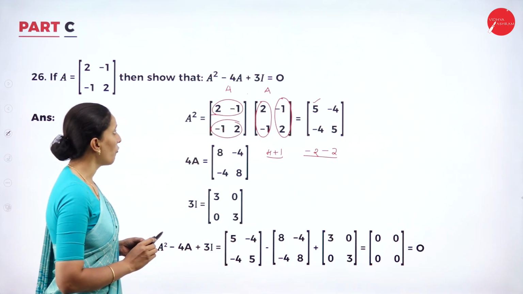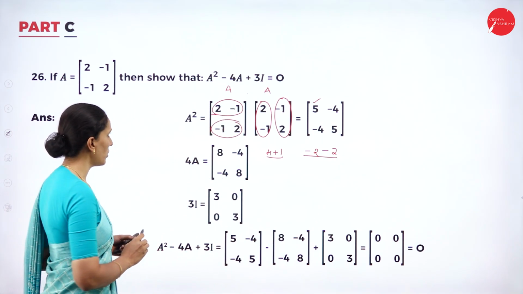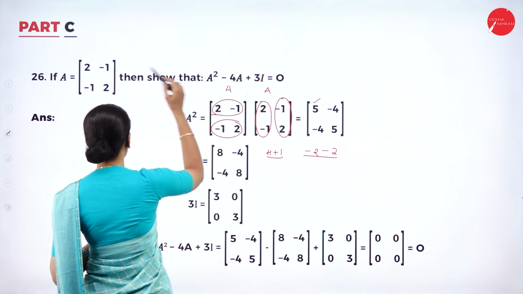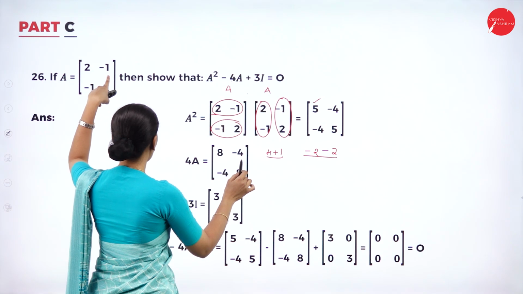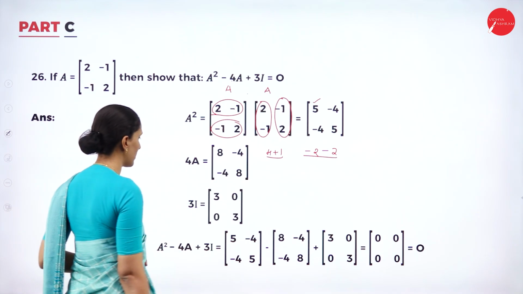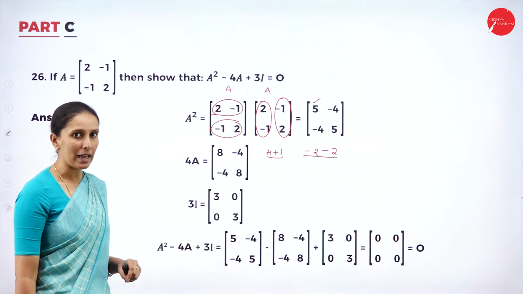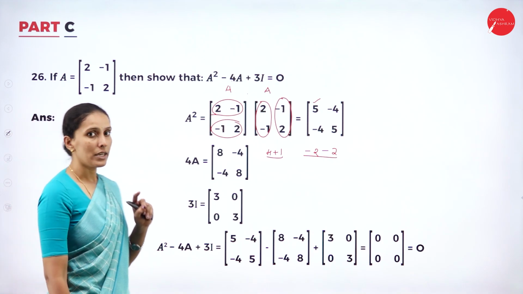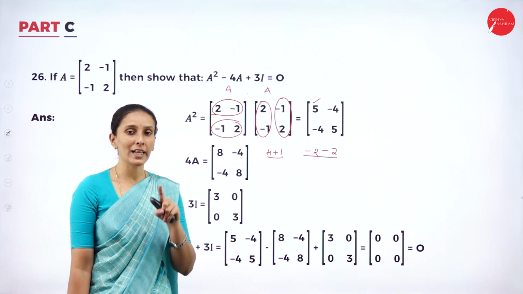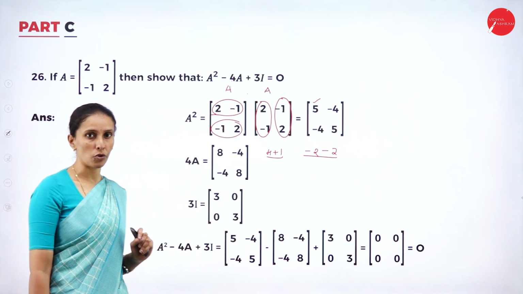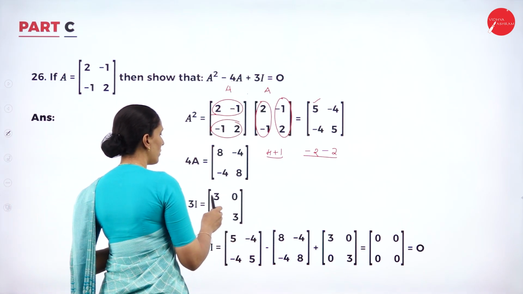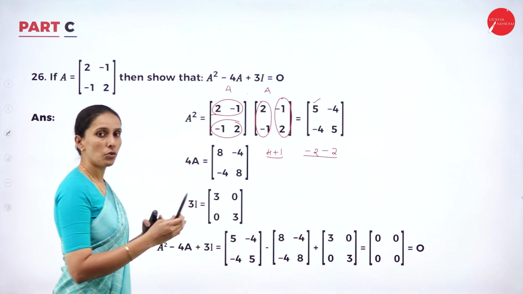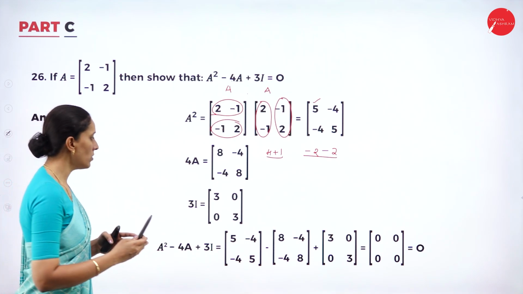Now next we need 4A for the given equation, which means you need to multiply 4 to the given matrix. So when you multiply, it becomes 8, minus 4, minus 4 and 8. The last one is 3I. Since the matrix given is a 2 cross 2 matrix, we need to take the identity matrix of 2 cross 2 only. So when you multiply 3 to that matrix, 3 into [1, 0; 0, 1] becomes [3, 0; 0, 3].